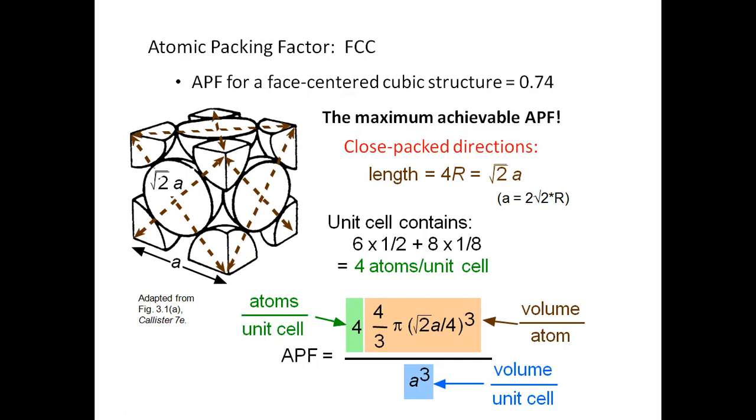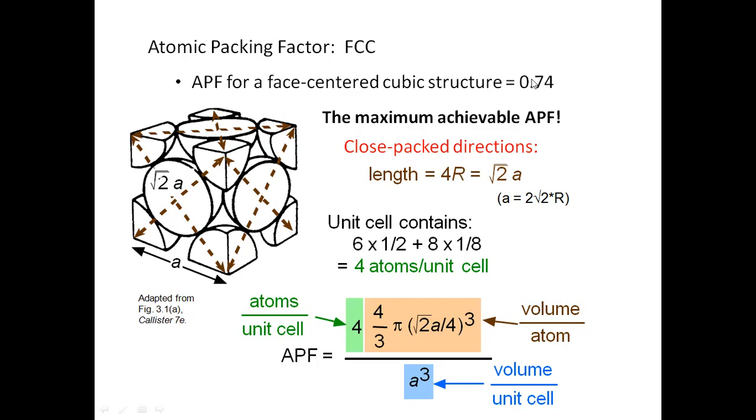You can use that method also. So you just simply get this as your A, isn't it? Place it down here. And then this whole thing, you just write R here so that your R is cancelled. Or you can maintain the A and have the A's cancelled to find the final answer, which is 0.74. So this is the maximum achievable APF, 0.74.